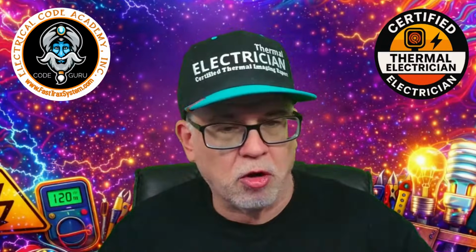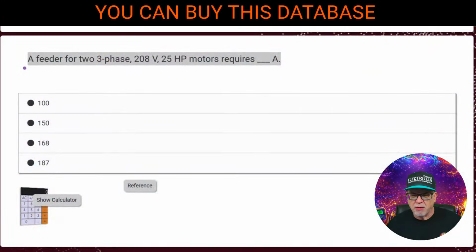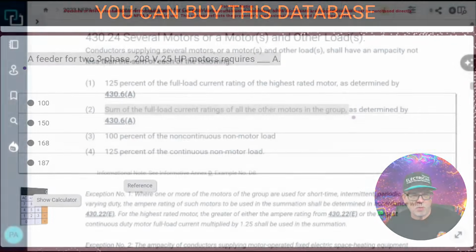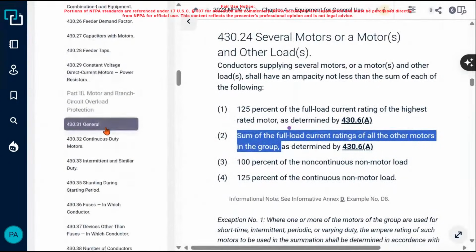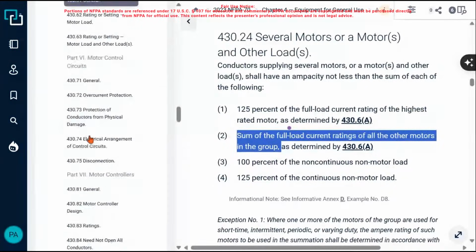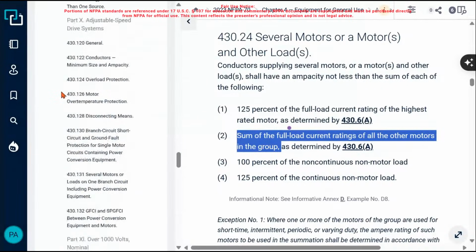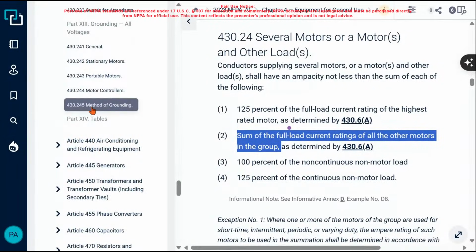So let's go back to the code book and remember what we're dealing with. Well, first, let's make sure we write down what we're dealing with. We have three-phase motors, 208 volts, and they're 25 horsepower. Okay, so let's go on and get the stuff that we need to work this out. We already know what we're supposed to do. So now we're going to go down here and we're going to go to 430.248 and 247 and all that. We're going to get all the way down to there. All right, so we're going to get to the tables.